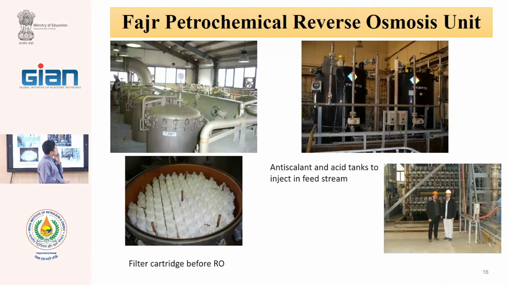Before the RO membranes, we use cartridge filters for removal of particles. And there are many pressure vessels for the cartridge filters. And we use acid and anti-scalants in the feed of the RO for controlling the scaling. With the use of anti-scalants, we reduce the possibility of sedimentation.